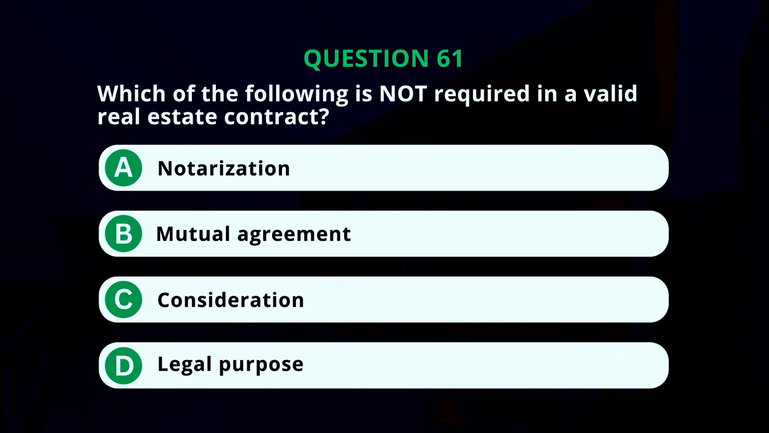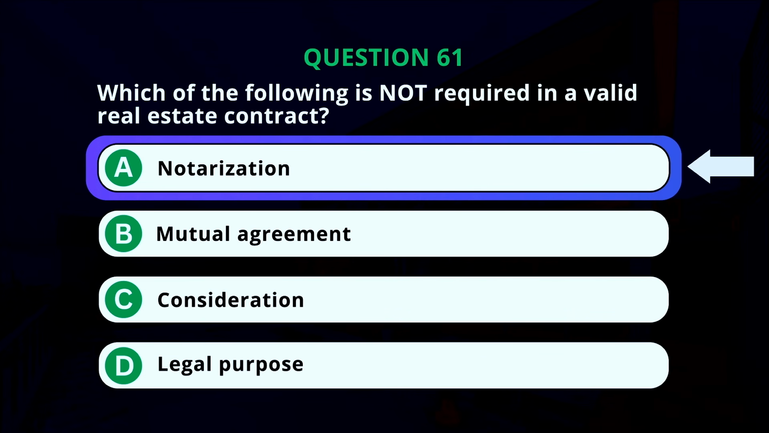Question number 61. Which of the following is not required in a valid real estate contract? Letter A, notarization. Letter B, mutual agreement. Letter C, consideration. Letter D, legal purpose. And the answer? Letter A, notarization.